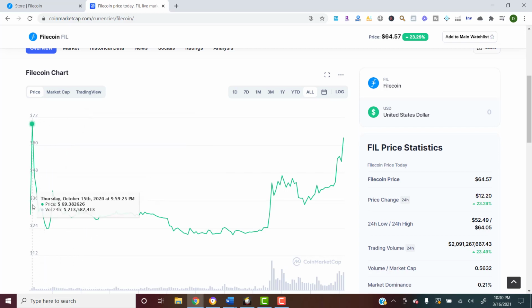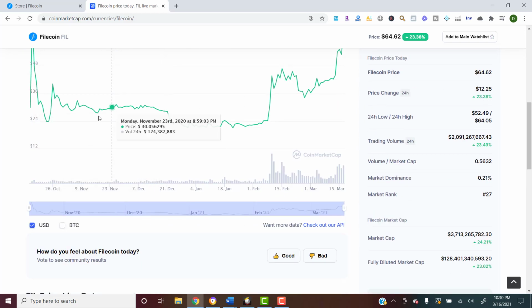When they had their ICO back in October, you can look at where it first started, the $29 price point right around in there, and it absolutely skyrocketed all the way up to 69 bucks, almost 70 bucks. It's working its way back up there. It went down, as a lot of these projects do after they have their ICO. It found a little channel of support down in there and was running sideways, with a little bit of downward action, but really running sideways for a couple of months.